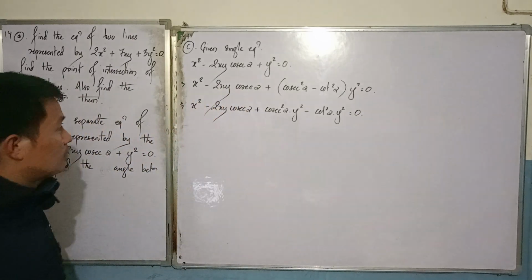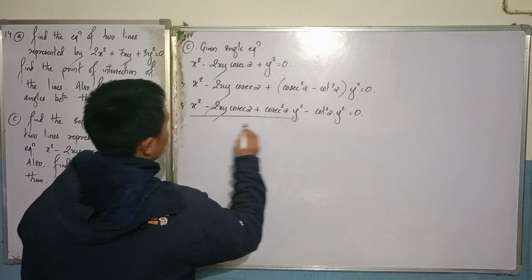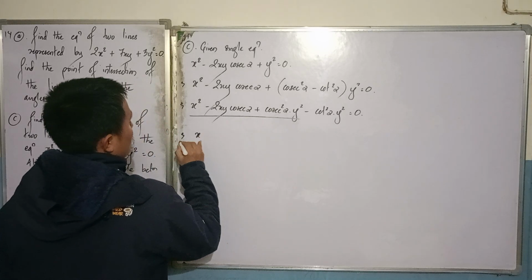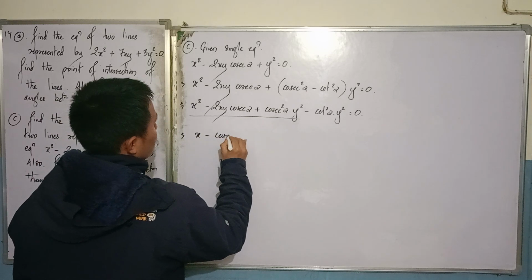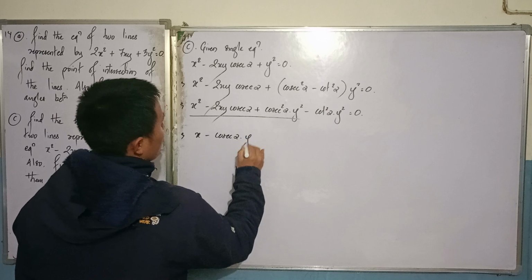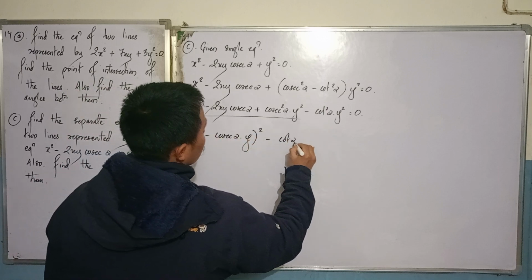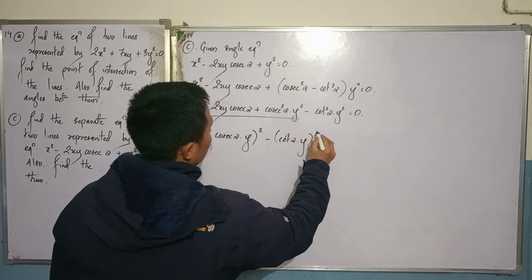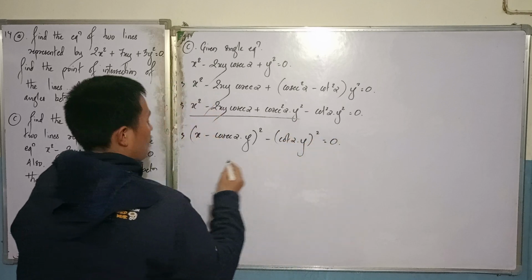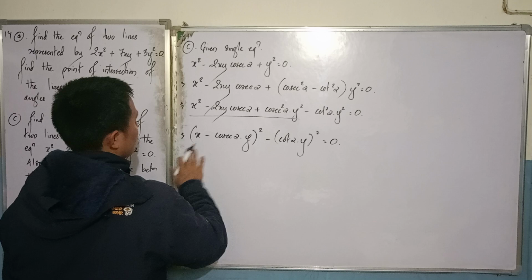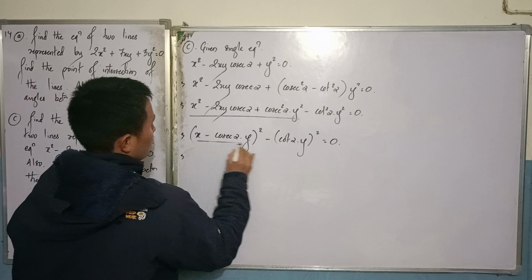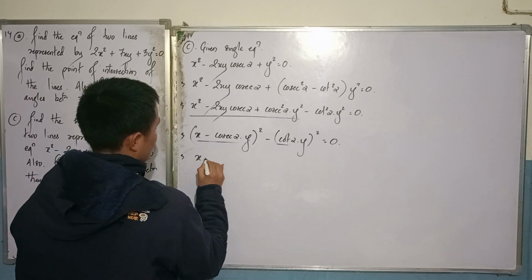Got it? Okay, so now this whole term can be written as x minus cosec alpha y whole squared, minus this can be written as cos alpha y whole squared is equal to 0. Now either no, not either, this is A and this is B.